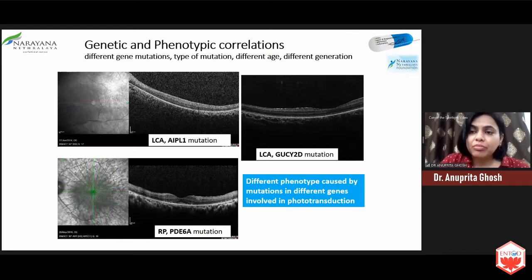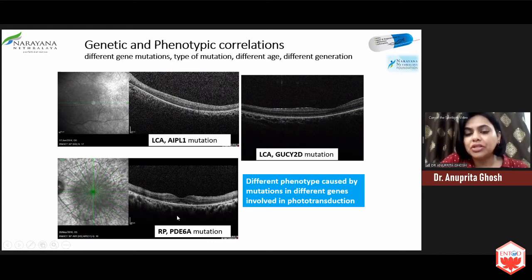Through the GenAI clinic, because we also maintain our patient database, what you are seeing now on this slide is the integration of the genetic and phenotypic data. So these are OCT images of 3 different patients. The first two patients both have LCA, one because of a mutation in the AIPL1 gene and the other in GUCY2D. As you can see, the AIPL1 is far more severe than the GUCY2D one.